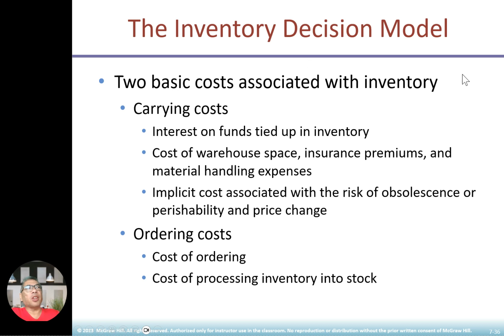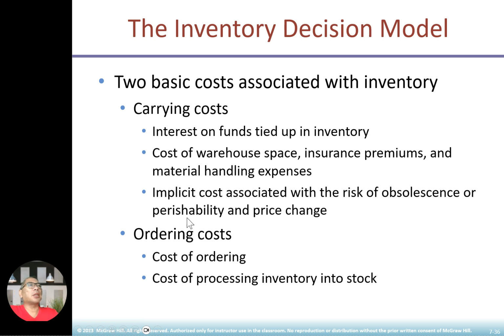There are 2 basic costs associated with inventory. The first one is carrying cost. The second one is called ordering cost. The carrying cost is interest on funds tied up in inventory, cost of the warehouse or space, associated costs such as insurance premiums and material handling expenses, as well as an implicit cost associated with the risk of obsolescence and pressure of price change.